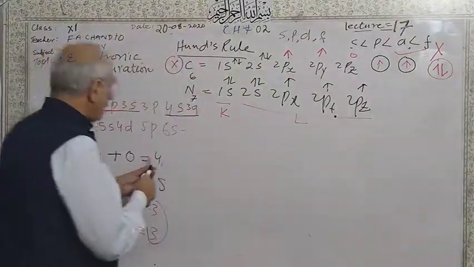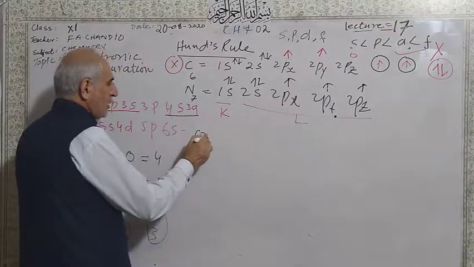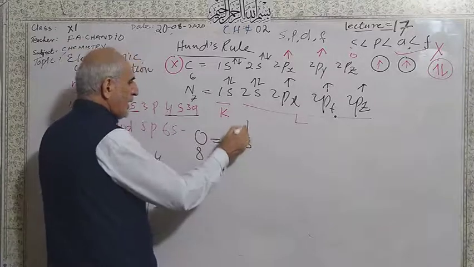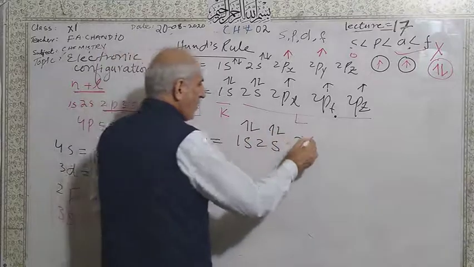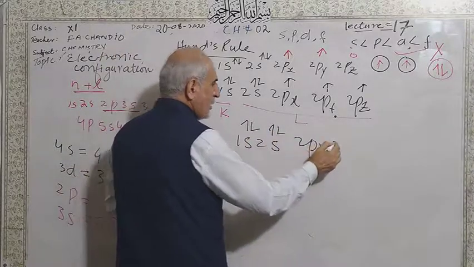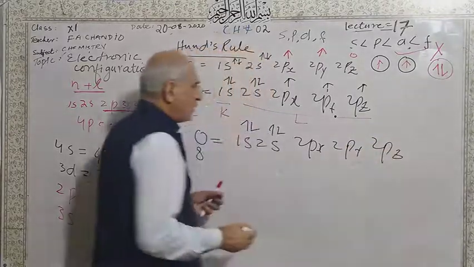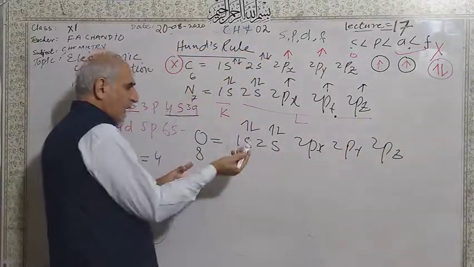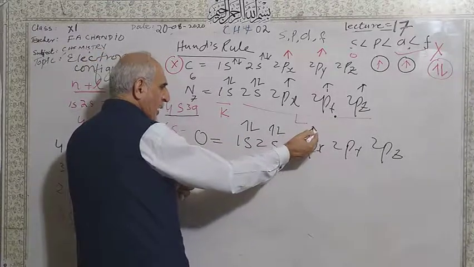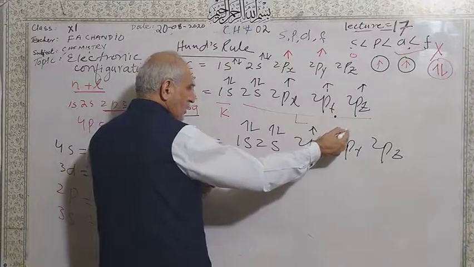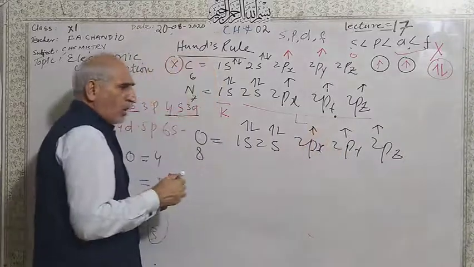Come to the next element. Oxygen, atomic number 8. So 1s2, 2s2, 2px, 2py, 2pz. So 8 electrons you have to accommodate. According to the rule, I must put 1 with upper spin in all, like this one. This is the rule. Don't put 2 directly, that is wrong.